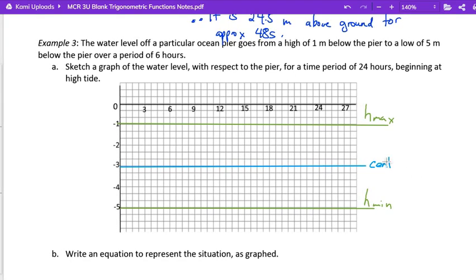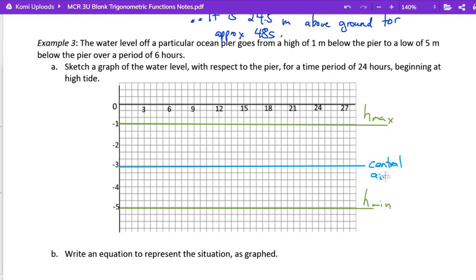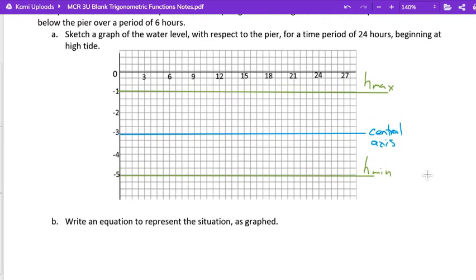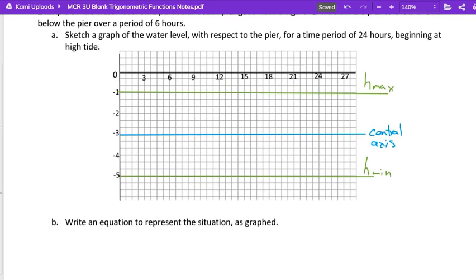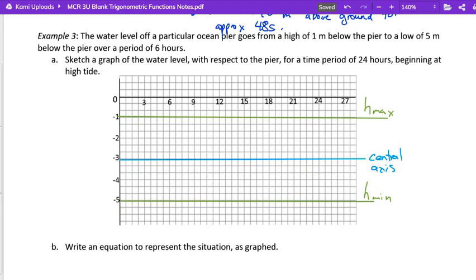This is our central axis. Now we need to know how often this cycle repeats, over a period of 6 hours. I literally found the middle. The middle of -1 and -5 is -3. I could have also added them together: -1 plus -5 divided by 2 will give me that C is -3.